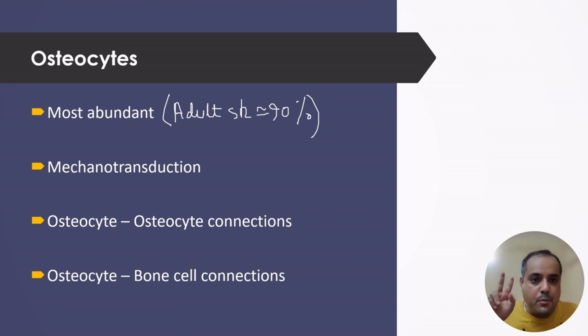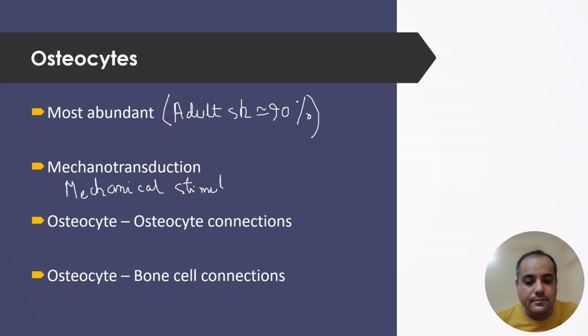The second important point that we have to remember about osteocytes is that they help in mechanotransduction. What do we mean by mechanotransduction? Mechanotransduction means that we are converting the mechanical stimulus into biochemical signals. That is what is happening in mechanotransduction.